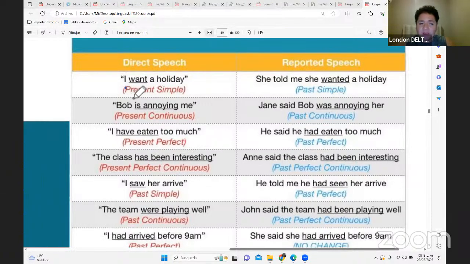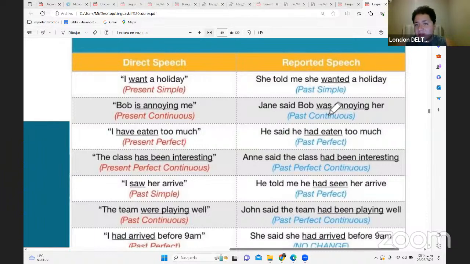Ok, entonces si aquí dice quiero unas vacaciones, en reported speech diríamos ella me dijo que quería unas vacaciones. So I want changes to wanted. Ok, so the present simple again changes to the simple past. Esto de cambiar el tiempo del presente al pasado se le llama backshift. Ok, and we use it in the reported speech.